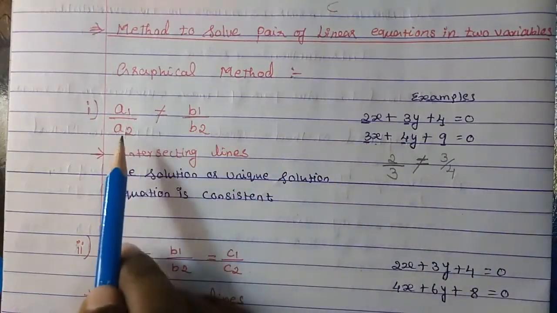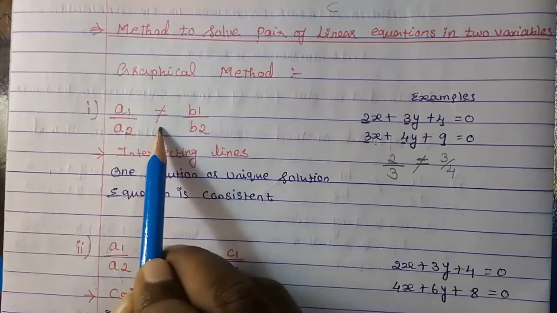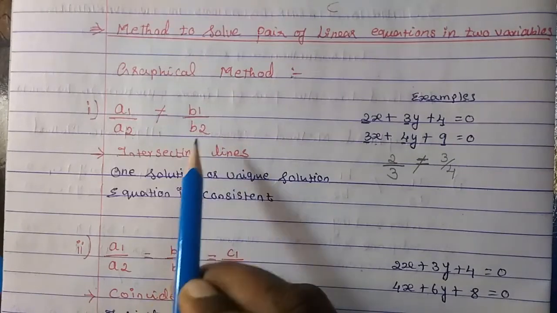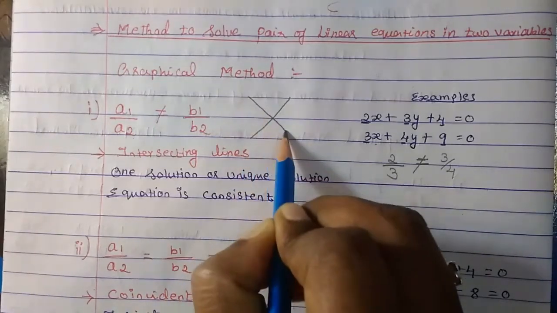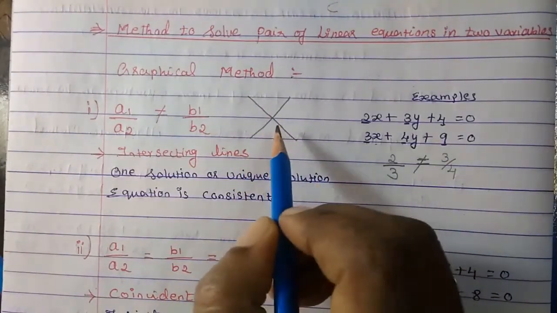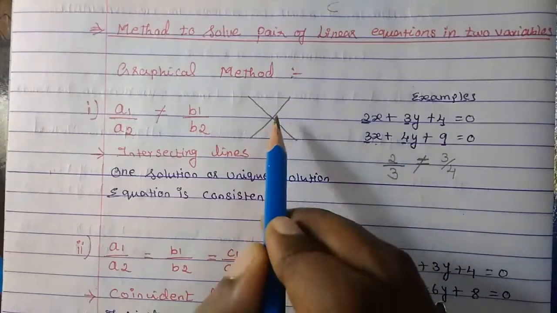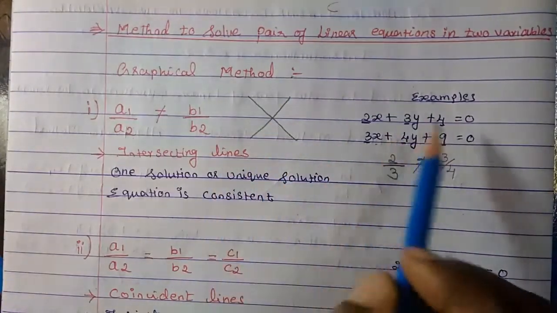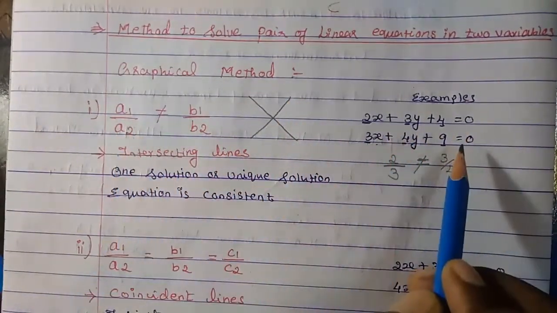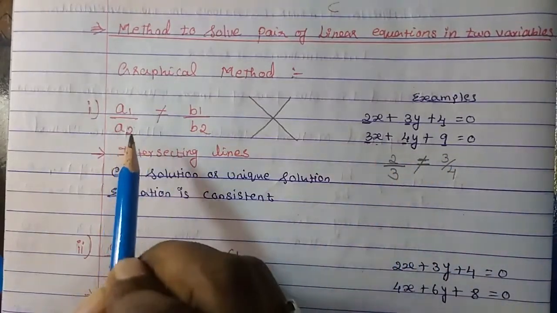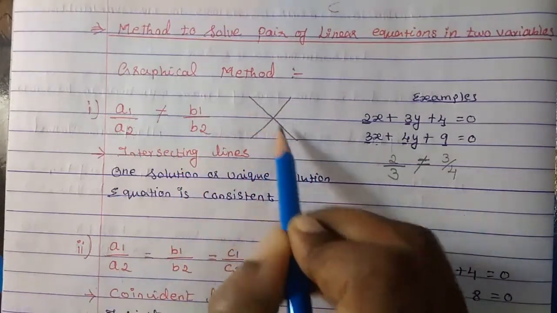So you see, whenever equations are given to you, if you find that A1 upon A2 is not equal to B1 upon B2, then we are sure to get the graph as intersecting lines. So our graph will be like this. When we plot, if you find the solution and then you plot the graph, then surely you will get a graph that is intersecting. So here we don't need to draw the graph, but I'm just explaining to you. So when you get the equations and you see this condition, where A1 upon A2 is not equal to B1 upon B2, then our graph will be intersecting.